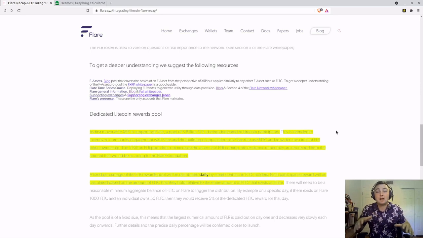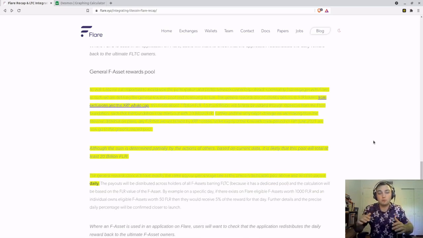So let's break that down. There's a couple key points I want to highlight here. First, 5 billion Spark tokens are going to be available as incentives or rewards to those who mint FLTC on the FLR network. Lastly, we get these tokens paid out daily. So that covers the Litecoin reward pool, but let's talk about the general rewards pool.